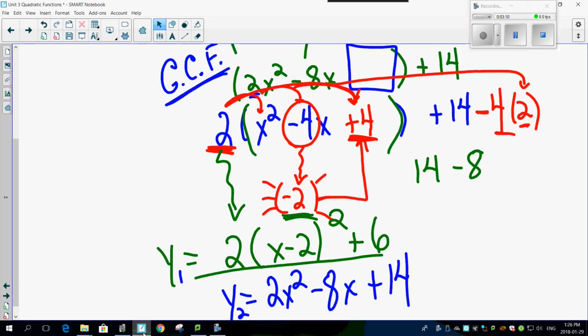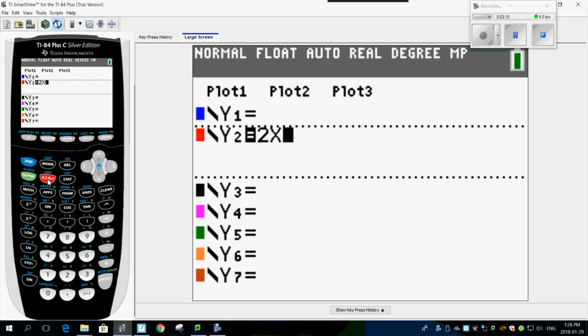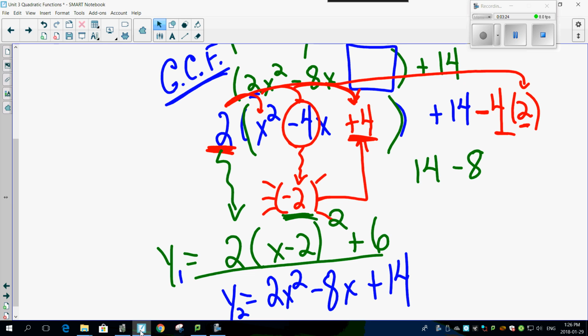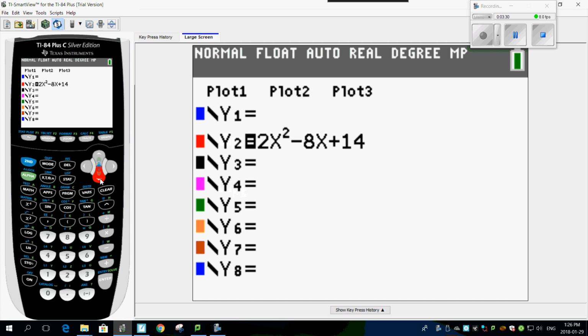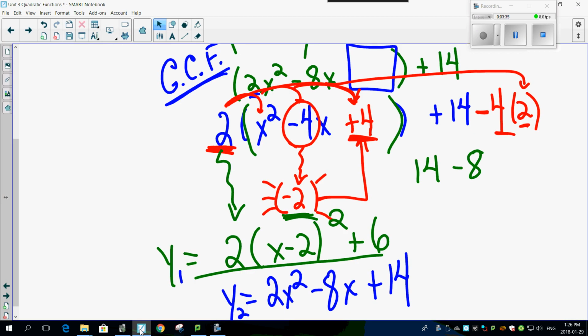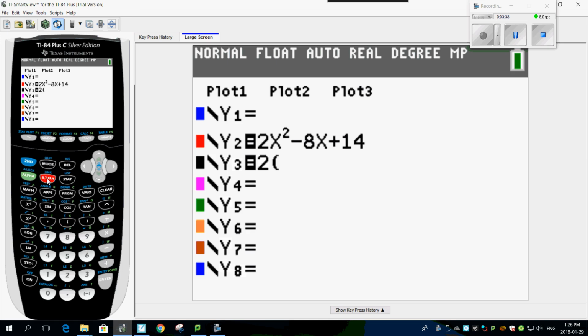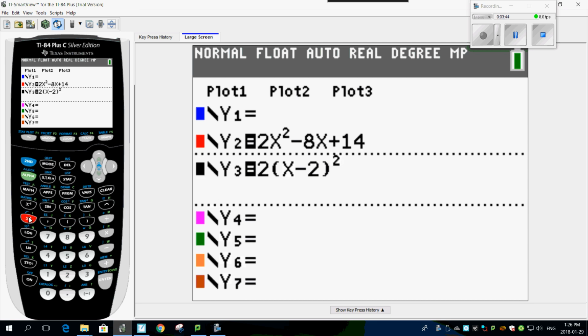Now, put in the two values. 2x squared minus 8x plus 14. Double check to make sure it's the same one. 2x squared minus 8x plus 14, it is. And now put in the other one in y2, which is right down here. This is going to be 2 bracket, x minus 2 bracket squared, and it was plus 6. Okay, plus 6. Now, hopefully we get the color change.